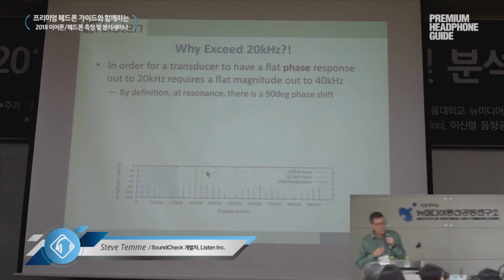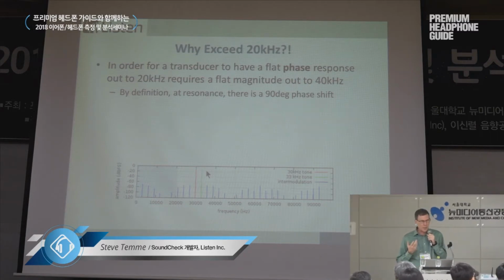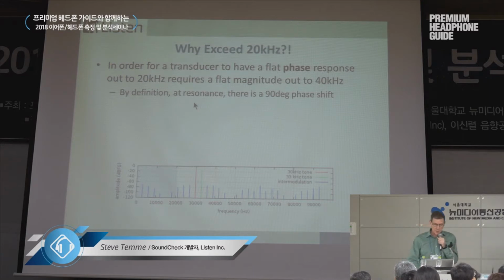So the explanation that I find the most probable is if we want to have flat frequency response out to 20 kilohertz, if we can hear out to 20 kilohertz, we actually, and this is important, phase, by definition at resonance, so if we have a resonance at 20 kilohertz, we have a 90-degree phase shift. That's just by definition. So that means that if we make a perfectly flat loudspeaker out to 20 kilohertz, more than likely the phase will not be flat out to 20 kilohertz, unless we equalize it or use some digital signal processing.